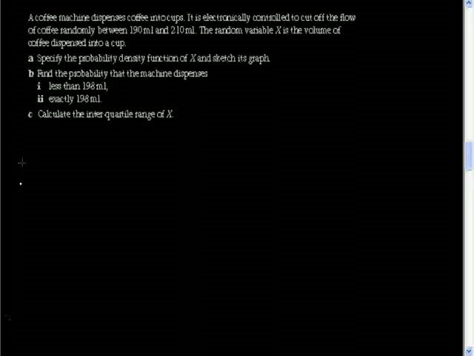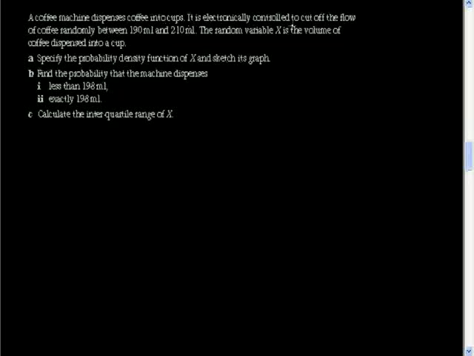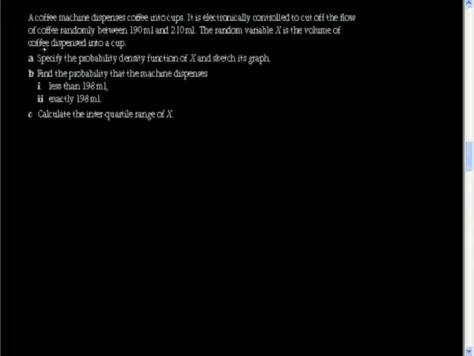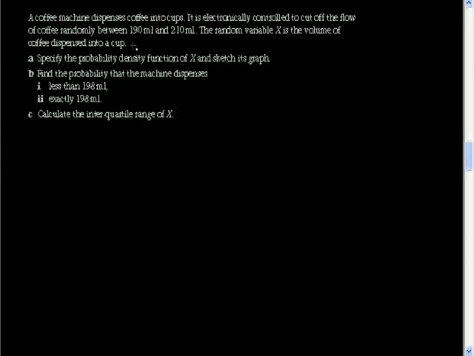Now I have a question here from the Excel book. Let's try to answer this from what we've learned so far. A coffee machine dispenses coffee into cups. It is electronically controlled to cut off the flow of coffee randomly between 190 ml and 210 ml. The random variable x is the volume of coffee dispensed into a cup. Specify a probability density function of x and sketch its graph.